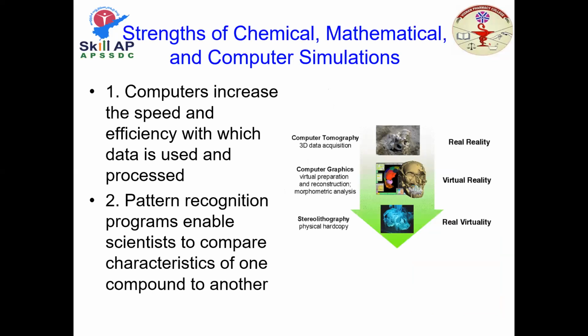So what are the strengths? You might know that to get a drug approval or to complete the process of drug testing, it takes 14 to 16 years. So computers can increase the speed and efficiency with which data is used and processed.